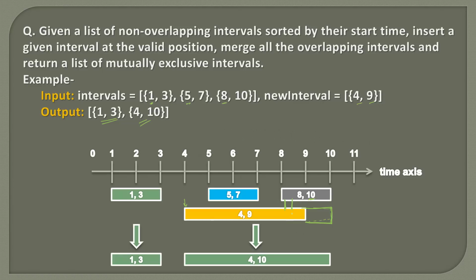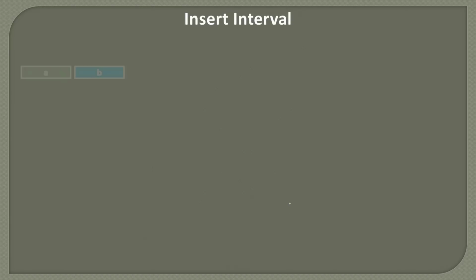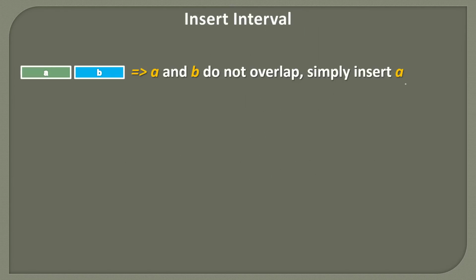Now let's move ahead and see some of the concepts behind this insertion and merging. Let's say we are given these two intervals. We need to insert A. So A and B are non-overlapping. So it means we can simply insert A without touching B. So we simply insert A. Now let's say A and B are overlapping. So when we merge these two intervals, their area will be from here to here. So this is the start of A and this is the end of B.